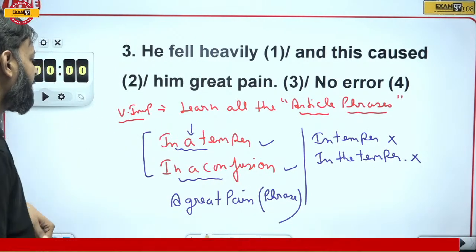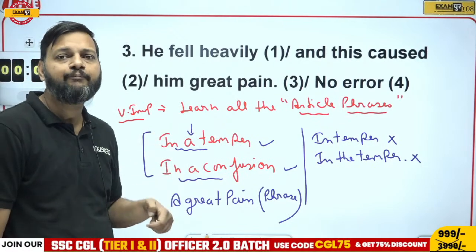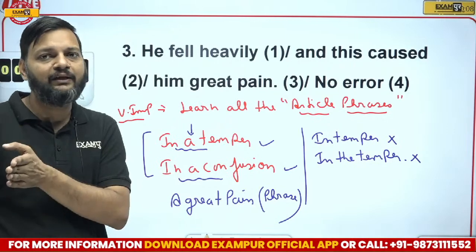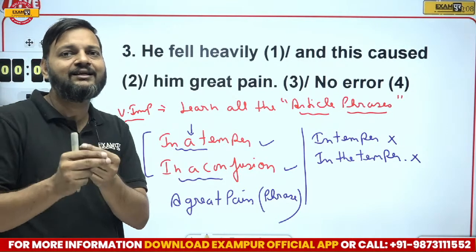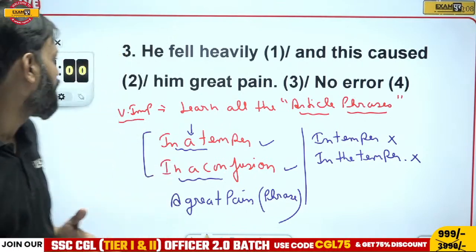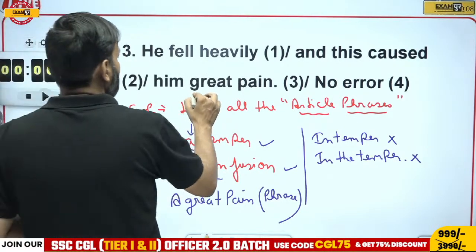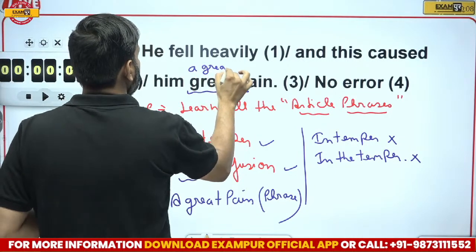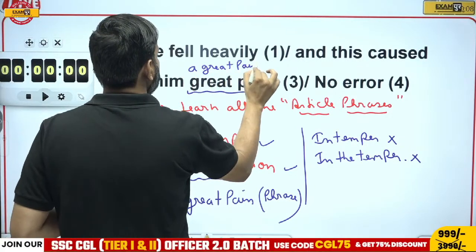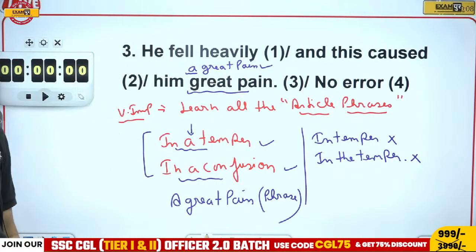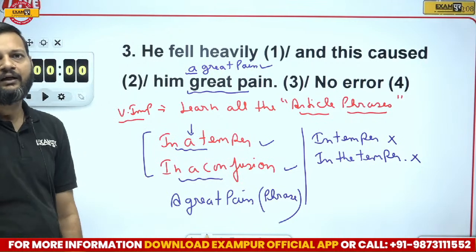Like you cannot modify in a temper or in a confusion, the same way you cannot modify a great pain. If there is article a with great pain, you cannot remove it. So here great pain will be replaced by a great pain. A great pain would be the right answer.